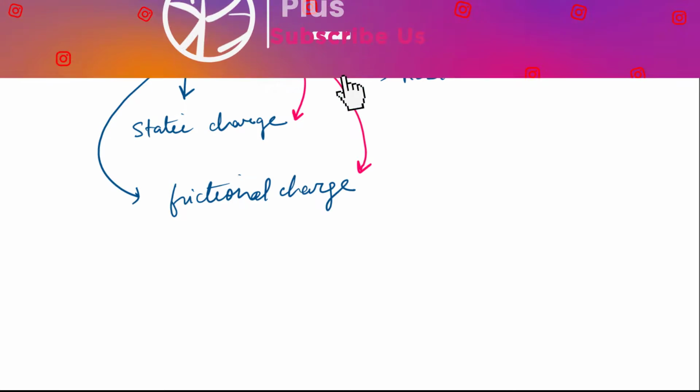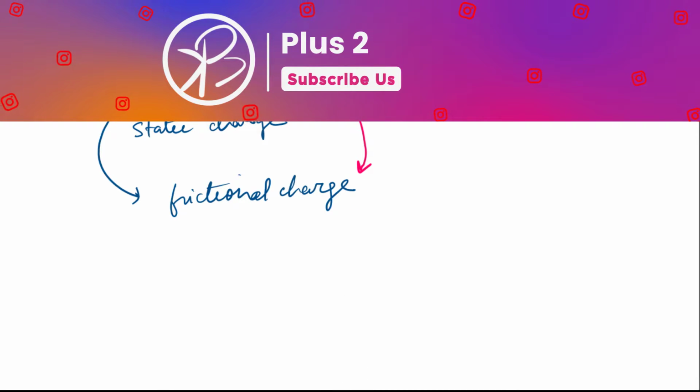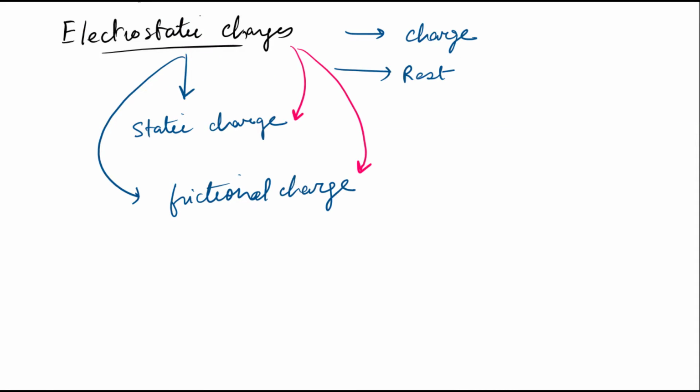Okay, so the charges at rest are produced due to friction between two insulating bodies when they are rubbed against each other. Let's say I have a piece of cloth, and imagine I have a glass rod. When you rub these against each other, the rod will acquire some charge and the cloth will acquire the opposite charge.